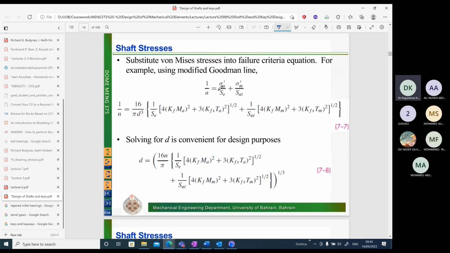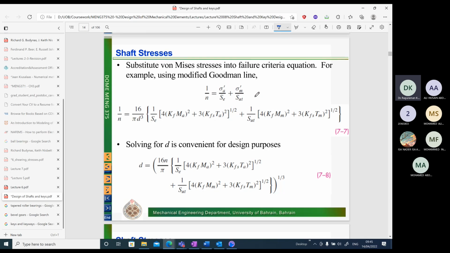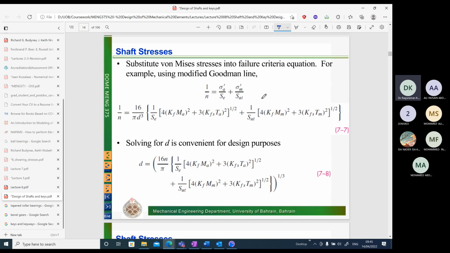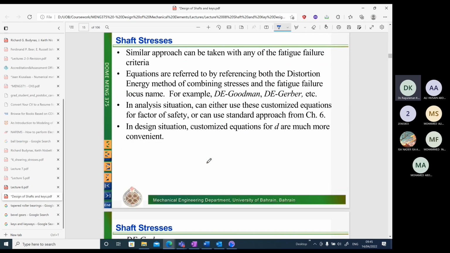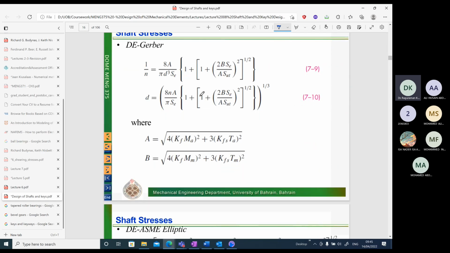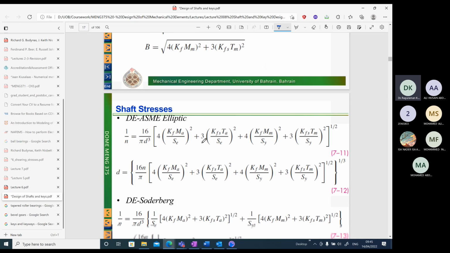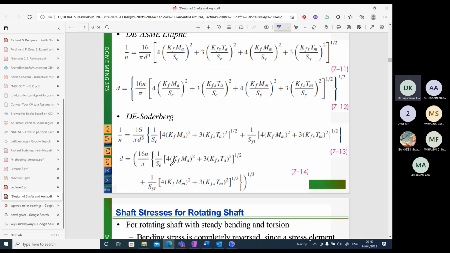To find the factor of safety, this is the formula. After we substitute for sigma A prime and sigma M prime from these 2 equations, they simplify to this form. This is the formula for factor of safety, and there is a formula also for finding the diameter D by inverting this formula in terms of factor of safety and other values. So this is for Goodman equation. Similarly, let's see the other equations. We have Gerber equation formula, ASME elliptic, and Soderberg formulas.